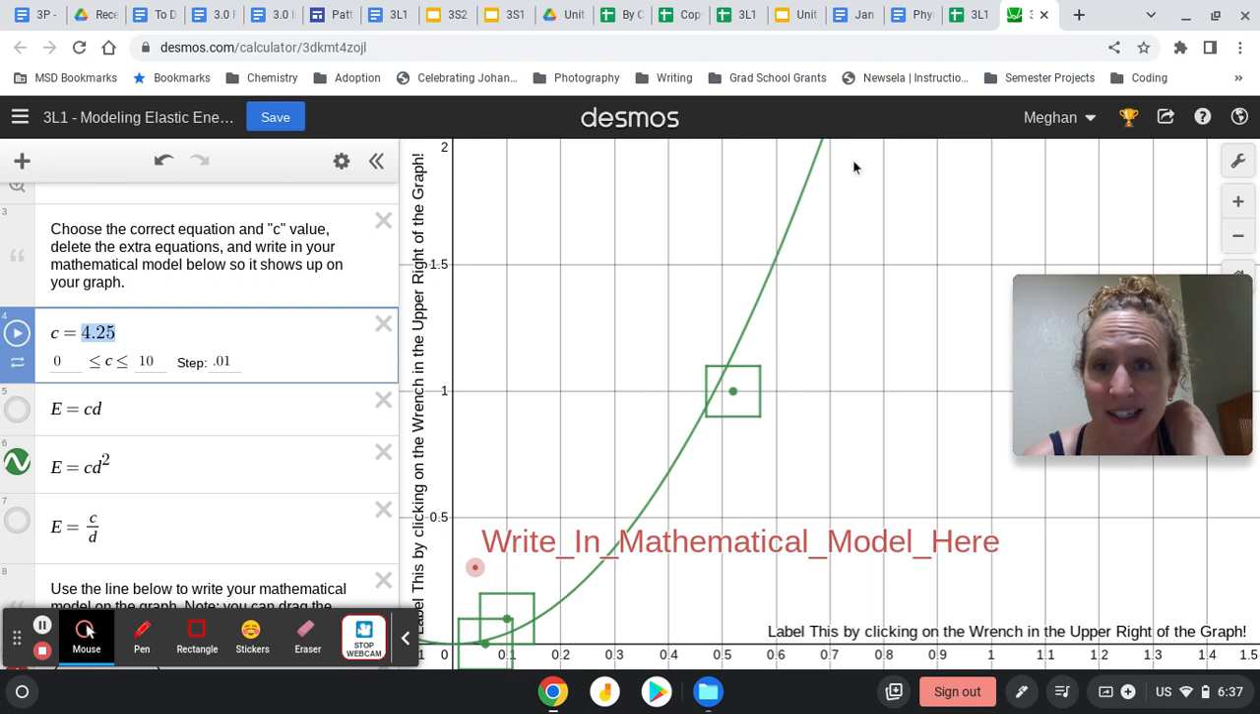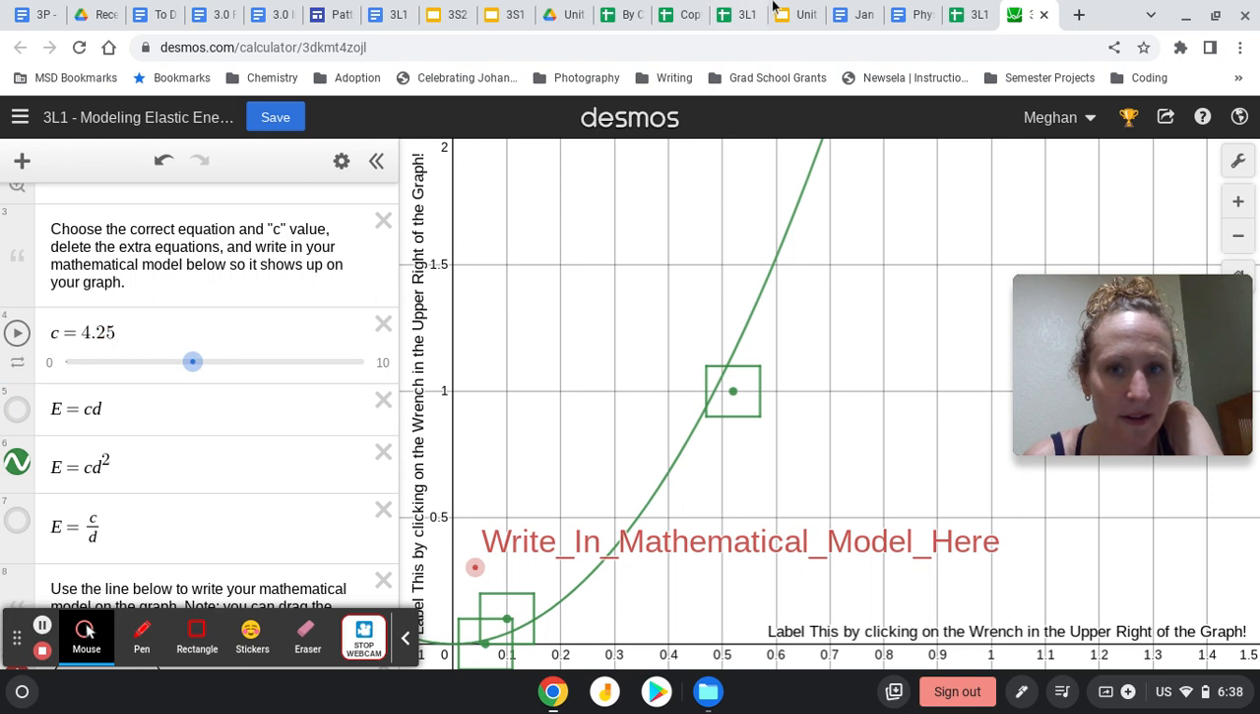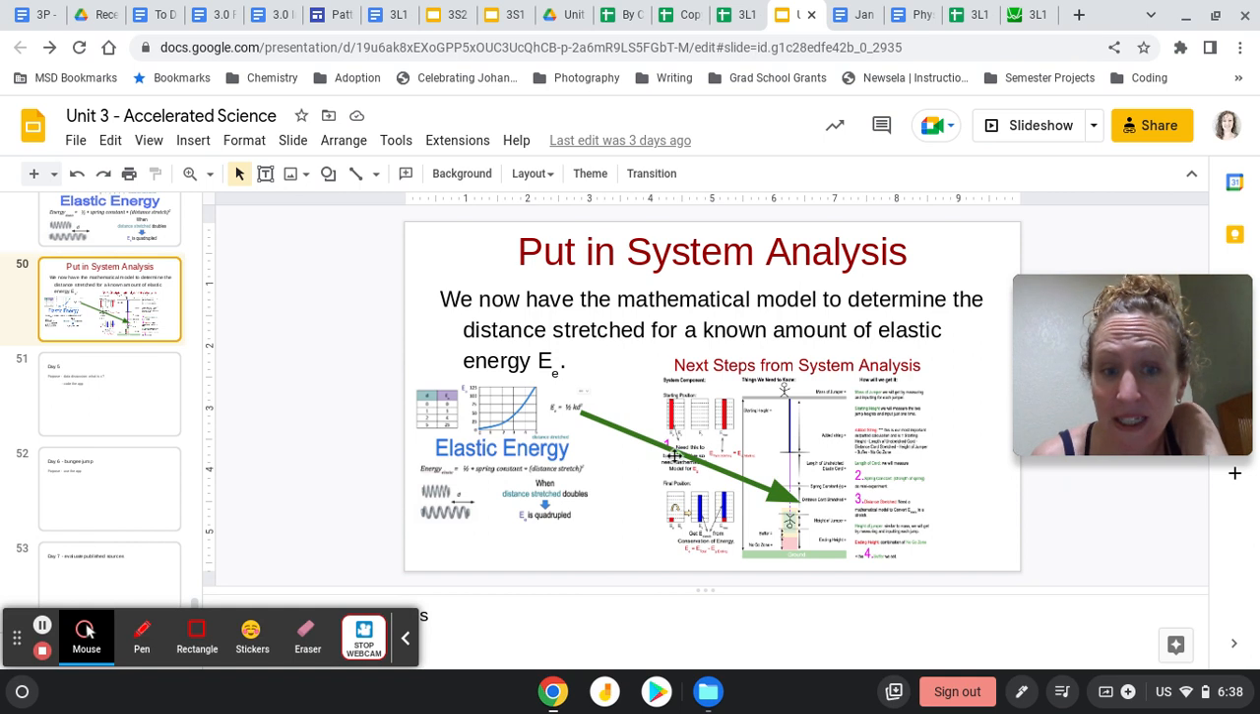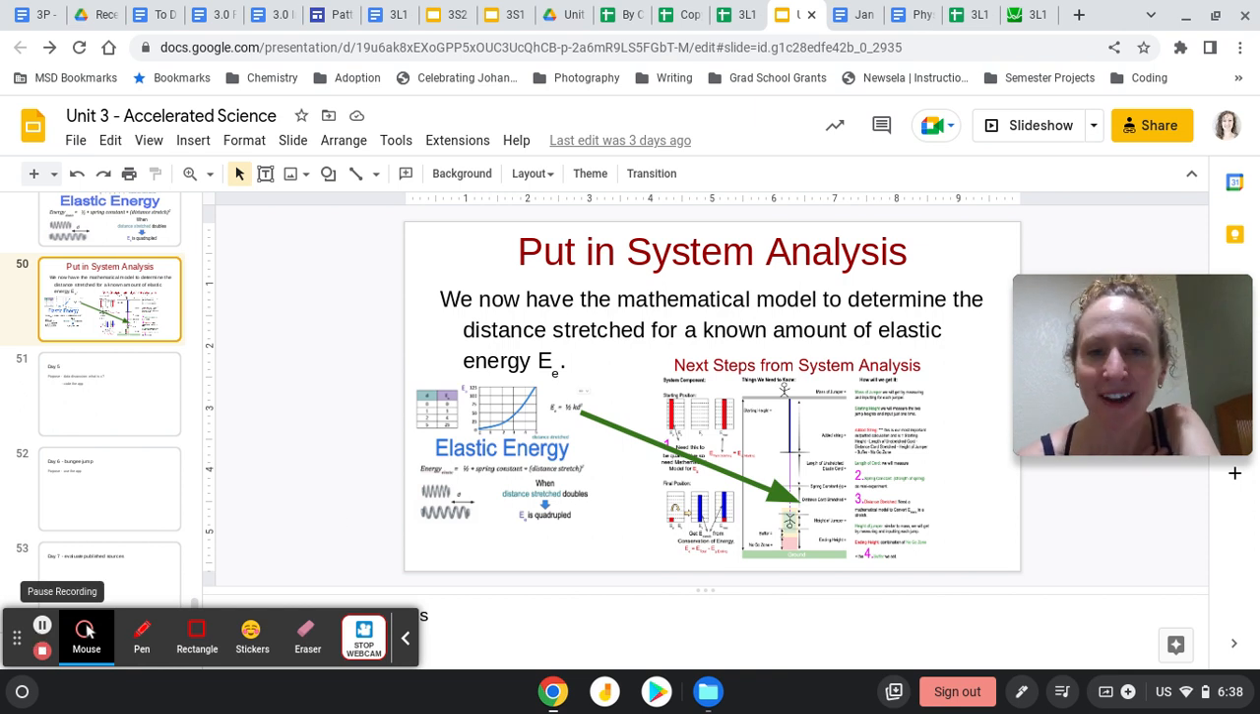So all of this can now be put into your system analysis. And these are the last 2 pieces we need. We needed elastic energy in order to be that last piece to figure out the length of the string we need. So now we have it. We are done. That's a really big step. So you should congratulate yourself. You should feel good about that. Put that in your system analysis, and let's go figure out the length of string we need, code our app, and then we can go bungee jumping.